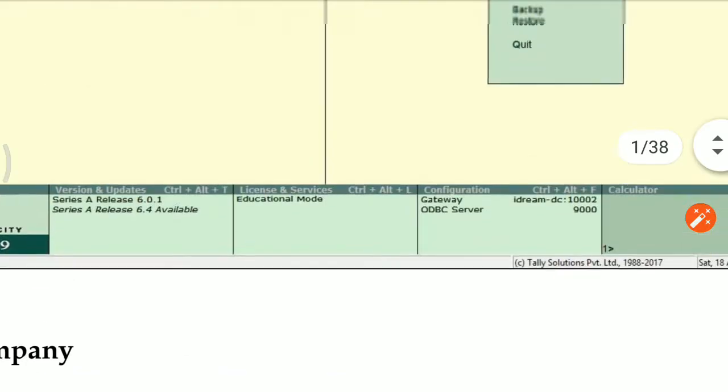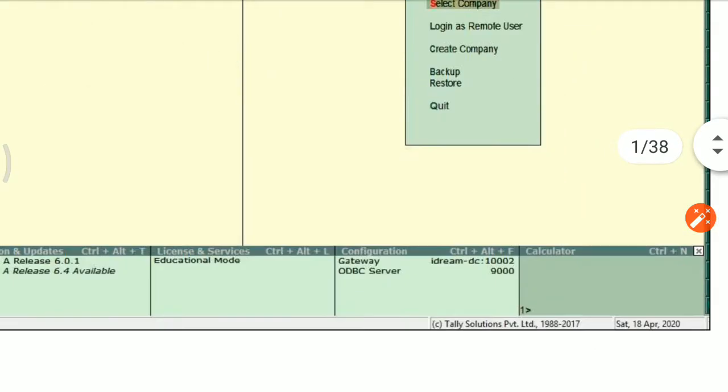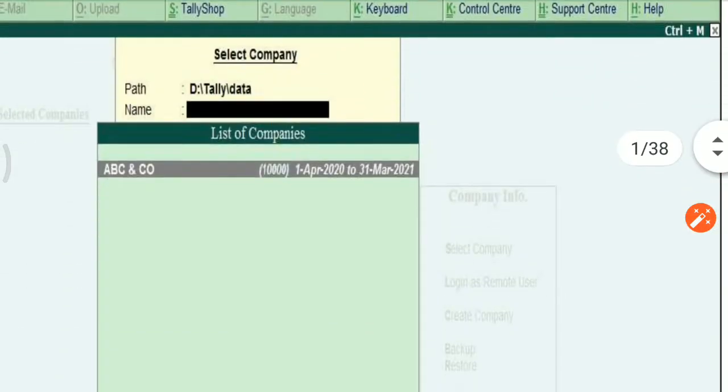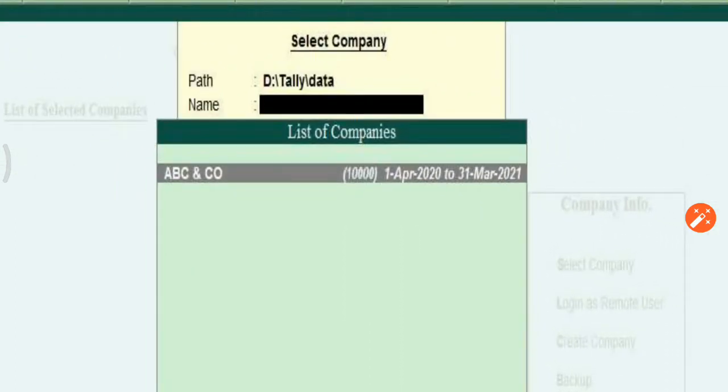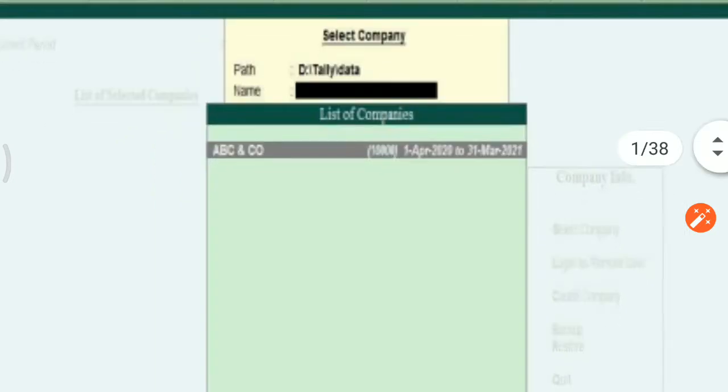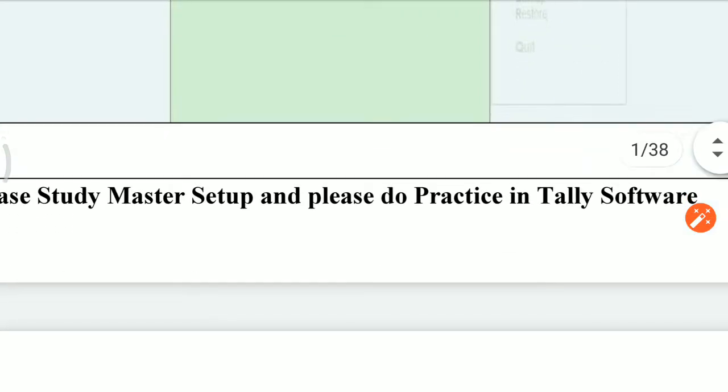When I press the first command, that is select company, this screen will appear on your laptop or computer. The user has to select the company, and based on that he will pass the accounting entries. Okay, next option is login as remote user.